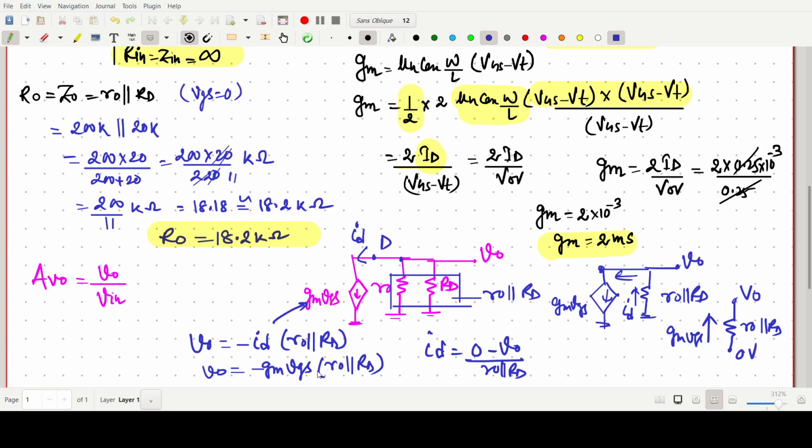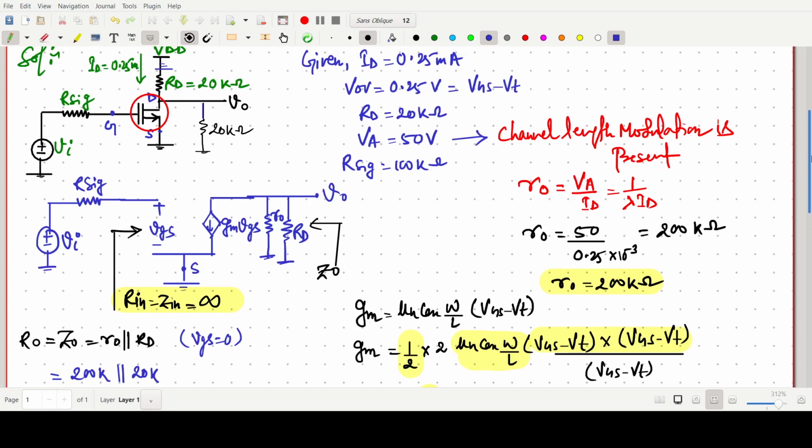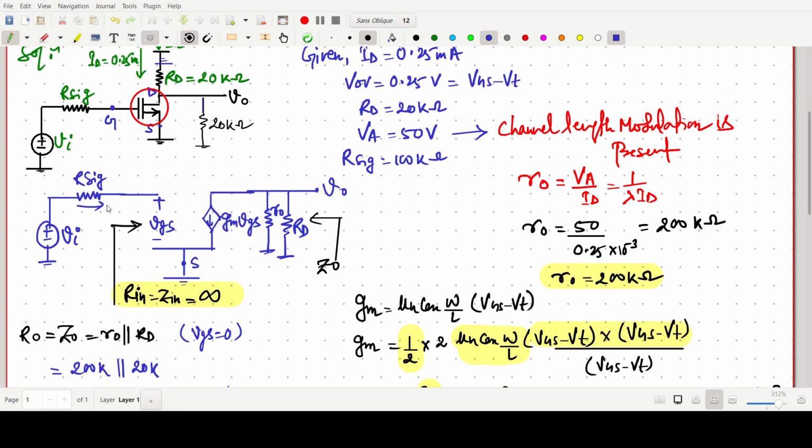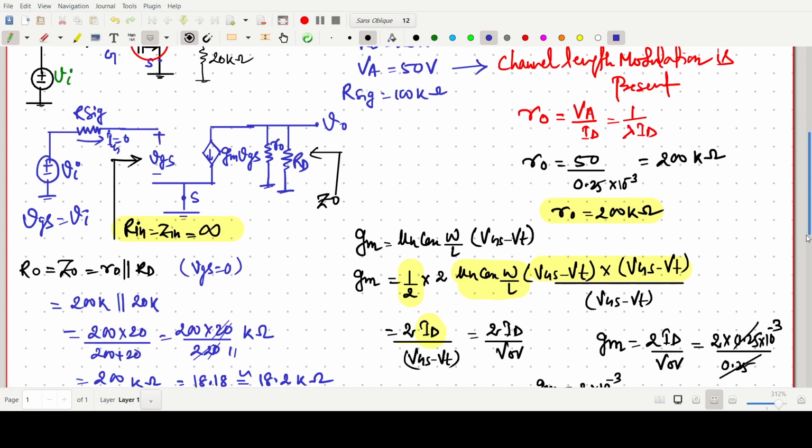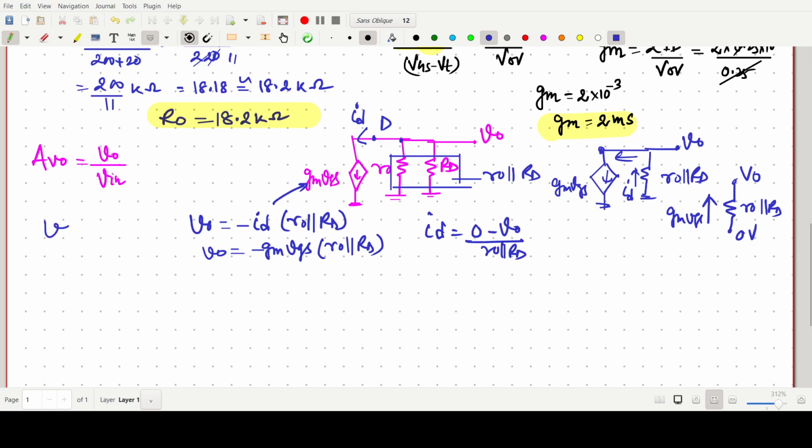Okay, and from the above circuit, this one is a very high input impedance, so there will be zero current in this one. Gate current will be zero, so VGS will be the same as that of Vi. VGS is the same as that of Vi. So what we can write, V0 by VGS is nothing but simply AV0, without load, is minus gm r0 parallel with RD.